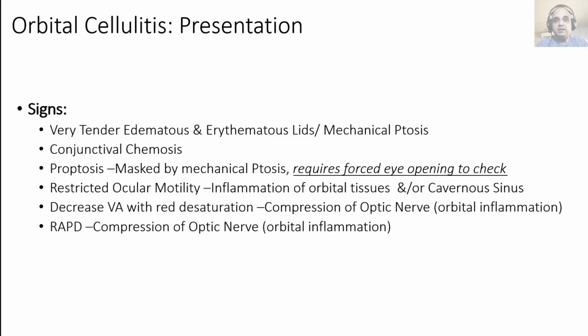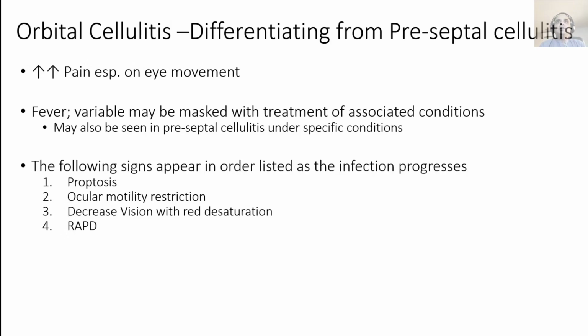Then you would have an RAPD, which is relative afferent pupillary defect. I'm sure you have done pupillary examination and you know what an RAPD is. It is because of unilateral optic nerve dysfunction. So how do we differentiate it from pre-septal cellulitis? Again, as I said, unless you open the eye, it can be very difficult.